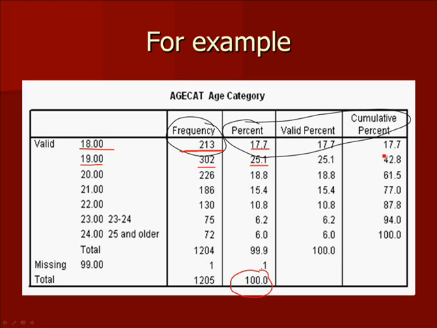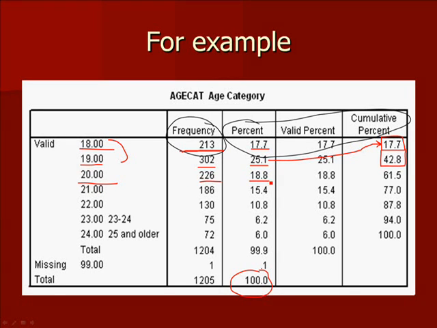The other thing that you'll notice is this cumulative percentage. What it's doing is taking this number and adding it to this one. So for example, 25% plus the other 17. Well, these two categories make up 42.8% of the entire sample. For the 20-year-olds, there's 226 of those.